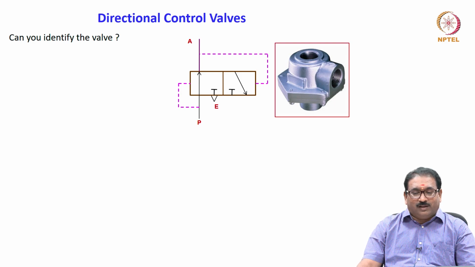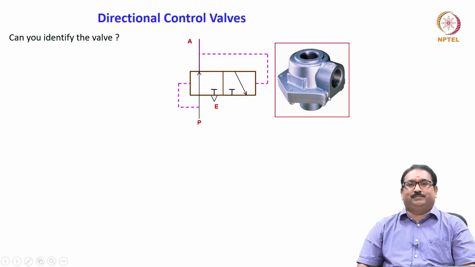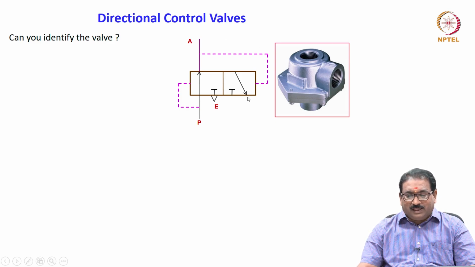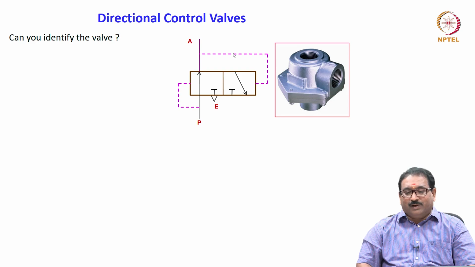Next we will move on to another type of valve. Now I am giving you some clues on how to identify the valves. Can you please tell me what this valve is? List out the important features involved in the valve designation. This is a graphical symbol. When you see it in a hydraulic or pneumatic circuit, you should immediately be able to say what this valve is. That is why I am telling you the features.